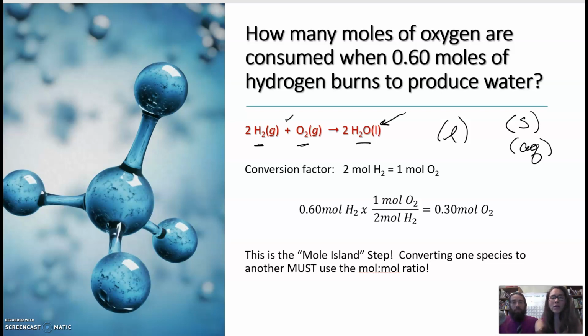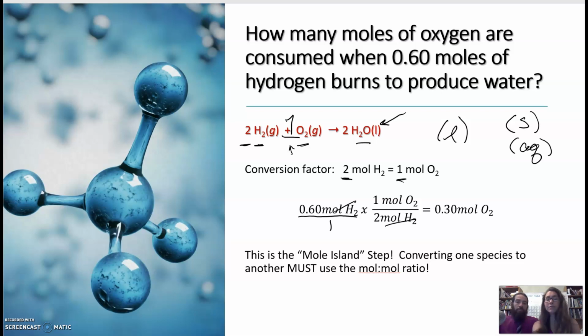When there's not a coefficient, it's a 1. So this is where these numbers are coming from. This 2 moles of hydrogen is coming from this coefficient, and this 1 mole of oxygen is coming from the missing coefficient. So we start with what we know, that's not a factor. Sometimes we like to put this over 1, so we know that the mole of hydrogen is in the numerator, and then we have mole of hydrogen in the denominator, so they can cancel. This 1:2 ratio is from our balanced equation.